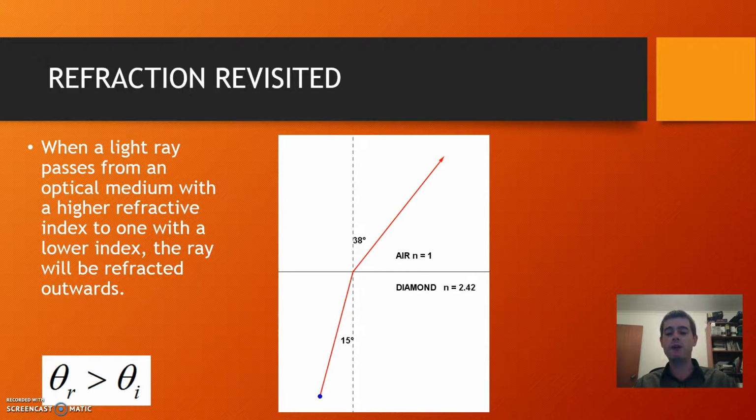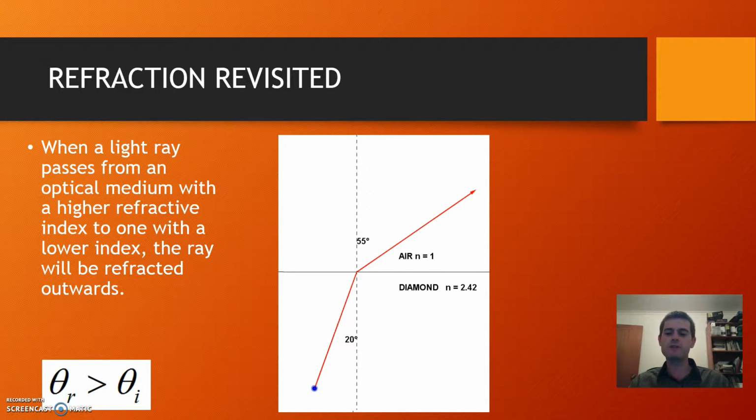We have light rays passing from a material with a very high refractive index, which is diamond, at 2.42, into a material with a lower refractive index, which is air. You can see as that happens, the light ray is bent outwards as it passes from the diamond into the air. The refracted angle, theta r, is 38 degrees, which is greater than the incident angle of 15 degrees, as expected.